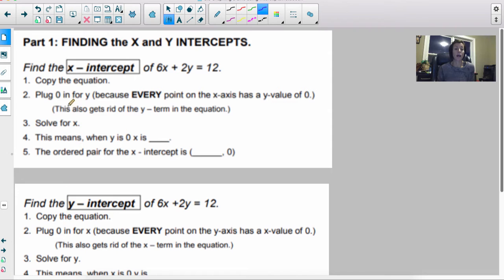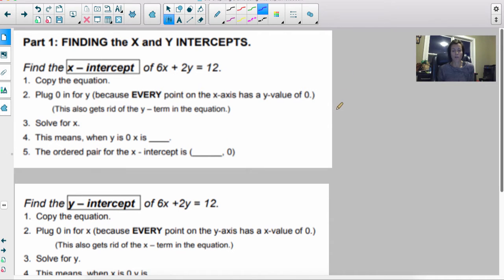All right, so the way we find the x-intercept, we're going to copy the equation, plug 0 in for y because every point on the x-axis has a y value of 0. Solve for x. This means when y is 0, x is whatever. The ordered pair for the x-intercept is going to be (something, 0).